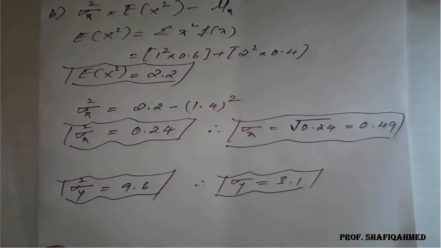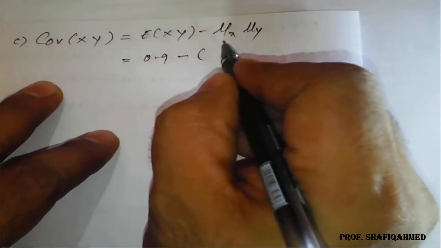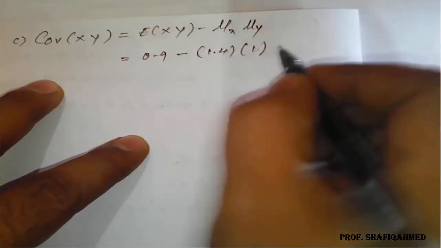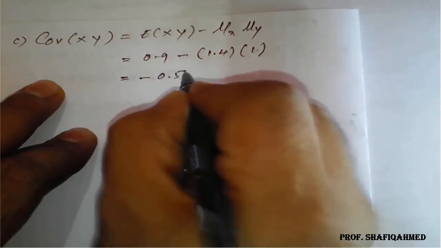So what is covariance? Now we'll see. Covariance of xy is nothing but expectation of xy minus mu x into mu y. Just now we have calculated expectation of xy as 0.9, so enter the value directly. It is 0.9 minus, so mu of x we got as 1.4 and mu of y we got 1. On simplification we'll get minus 0.5. So covariance of xy will be minus 0.5.